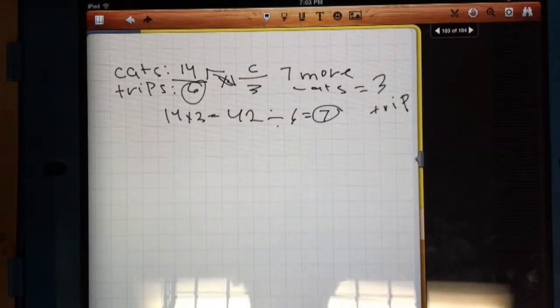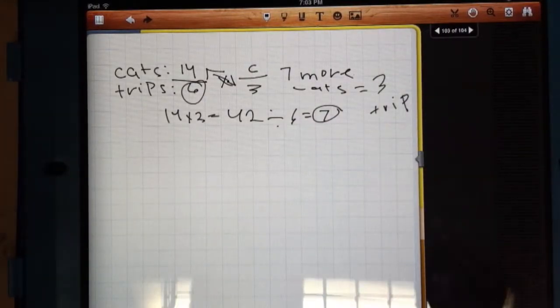So that's how to solve a proportion word problem. So you know how to solve proportions now? Yes, thank you. Don't let it happen again.